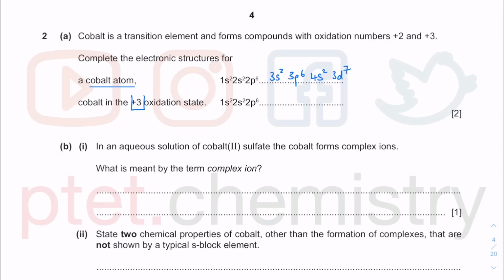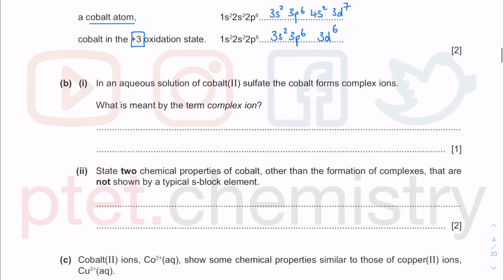And when you have a +3 oxidation number, you lose from the 4s first. So you lose the first 2 electrons from the 4s, and the next one, because you have to lose 3 electrons, is removed from the 3d. You just get 4s0 and 3d6. So it's still 3s2, 3p6, but now you get 3d6. Remove the first, remove the second, remove the third.